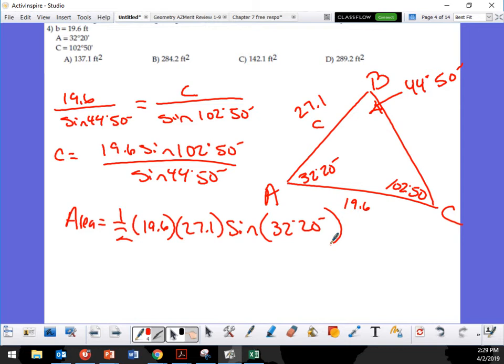Wouldn't it be B? 142, so the area is supposed to be this, right? B, right? You said 142. Everyone's saying 142, right? Yeah, it is.